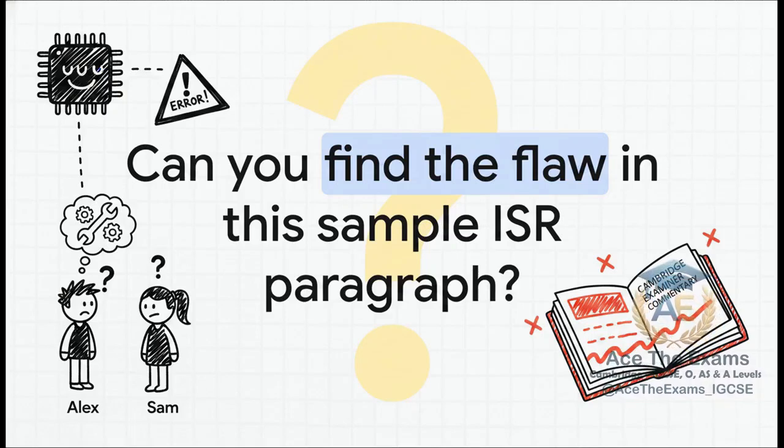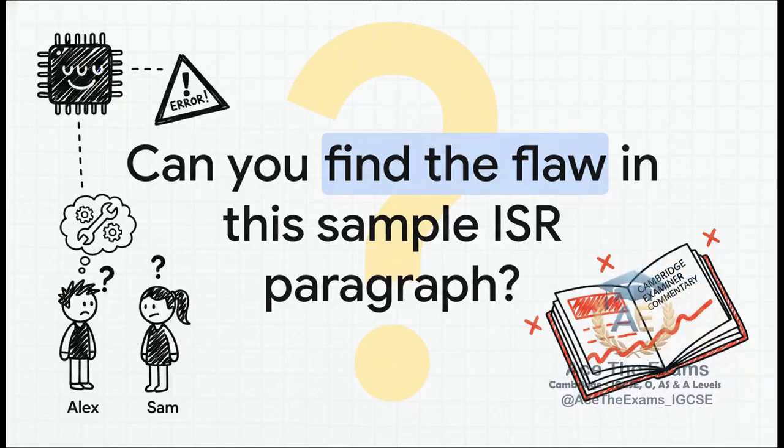Think about our flawed students from earlier, Alex and Sam. Based on what we know about examiner commentary and the Peel framework, what is the massive structural failure happening right here?